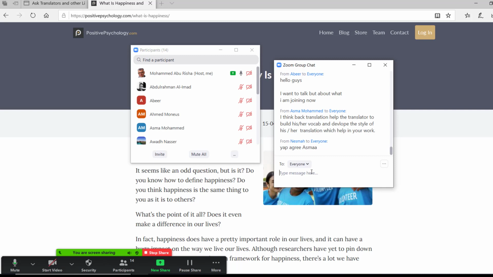Asma just put an S with the help to build his vocabulary. Do not say his, her. This is something that the academic people do not like. Vocabulary, not vocab, and develop the style of her translation, which helps in your work. So basically, Asma, what we're talking about is that back translation helps translators to improve vocabulary and develop style.